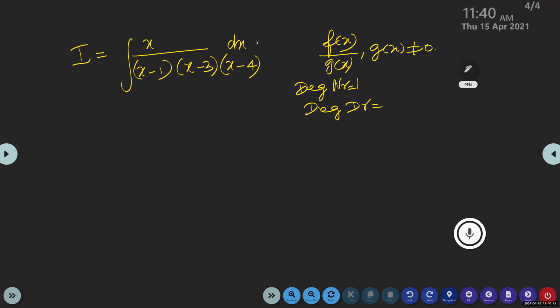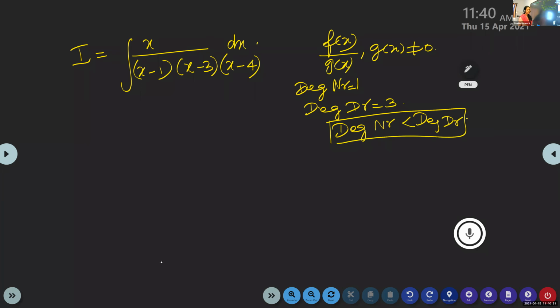It is 3, isn't it? 1 plus 1 plus 1, three linear factors are there. So the degree of the denominator is 3. The condition is satisfied: the degree of the numerator is less than the degree of the denominator. So the required condition is satisfied. If it is satisfied, what can you do?